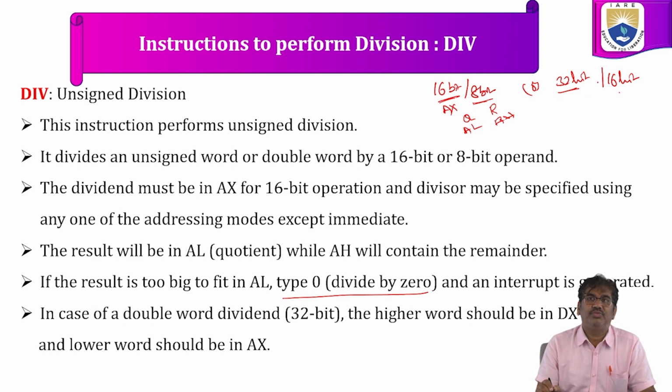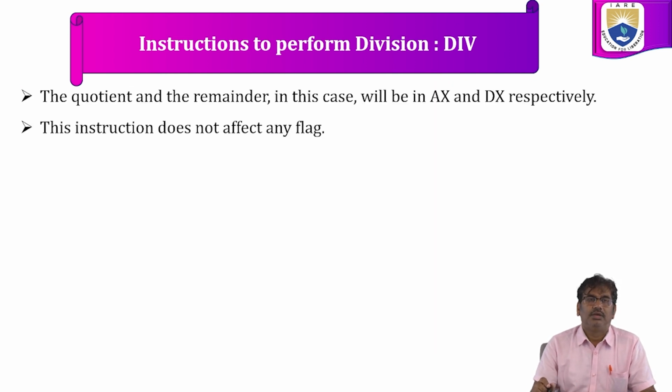Whereas in the case of 32-bit by 16-bit division, the 32-bit dividend will be placed in AX DX register pair, in which the lower 16 bits are in AX register, the upper 16 bits are in DX register. The divisor, which is 16-bit size, will be kept in any one of the registers or memory location. So after division, the quotient we can find in AX register and the remainder is in DX register. This instruction does not affect any flags.